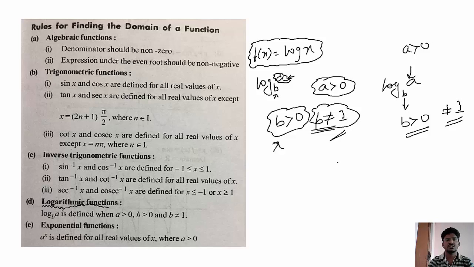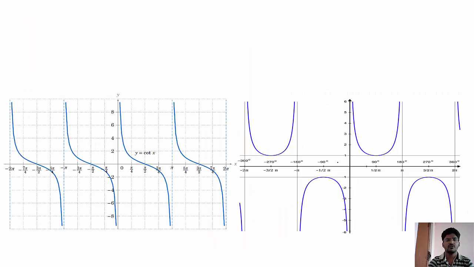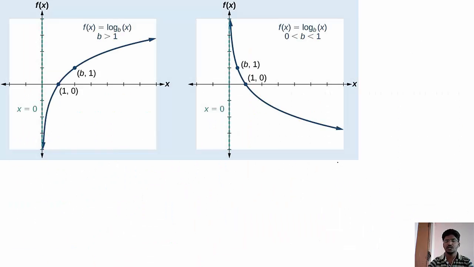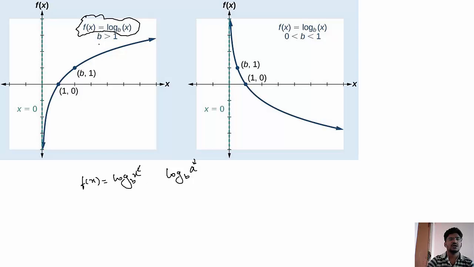explain this particular thing with the graph of the log function, it will be very much clear. See here, f of x is equal to log x to the base b. Usually we were talking about log a to the base b. In the place of x, we have taken a. So here what they are saying, b must be greater than 1.